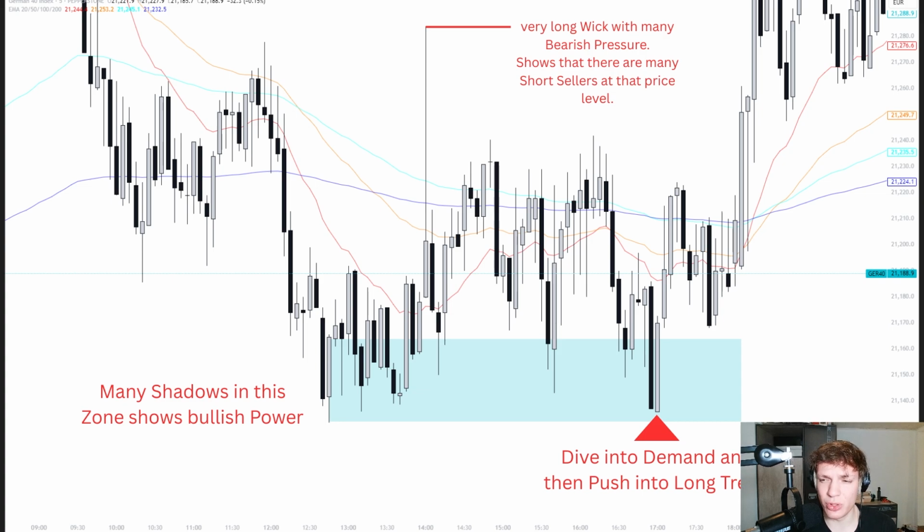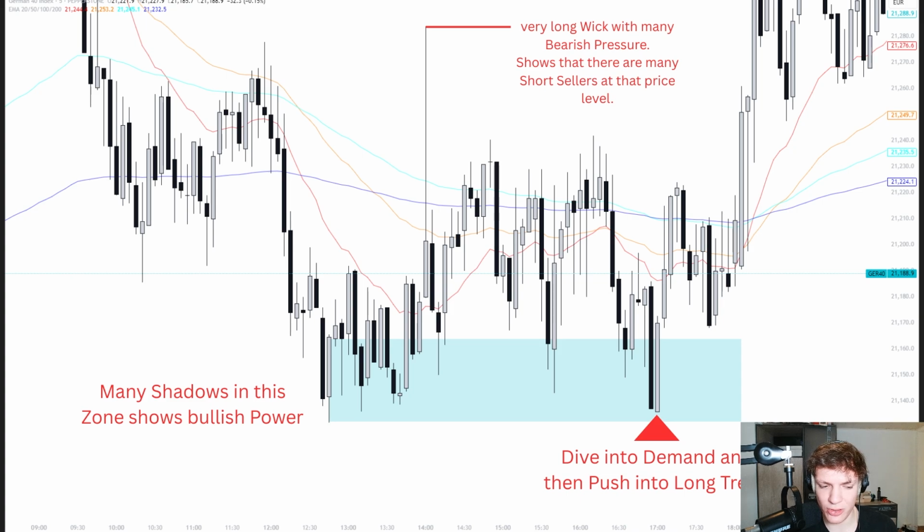Thus, the institutions established more long positions here, and we moved above the wick now, kicking all those short sellers out so we can close our long positions, or the institution can close the long positions with profit up there. We also see a bullish close above the wick, which confirms the bullish strength this demand zone provided to us.